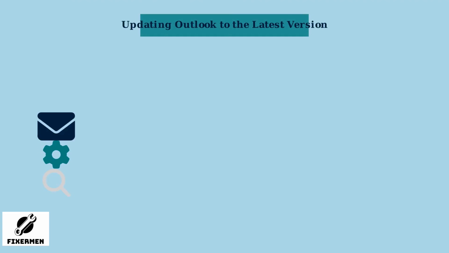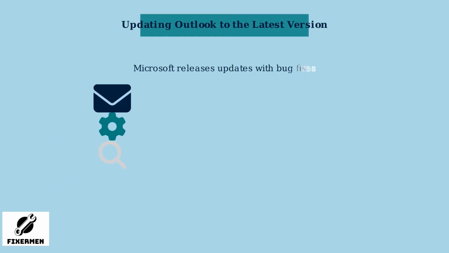To ensure you have the latest Outlook version, Microsoft regularly provides updates that include important bug fixes and performance improvements. These updates often address search-related issues that may be causing problems. Installing these updates can resolve indexing problems and restore missing emails by fixing underlying software issues.